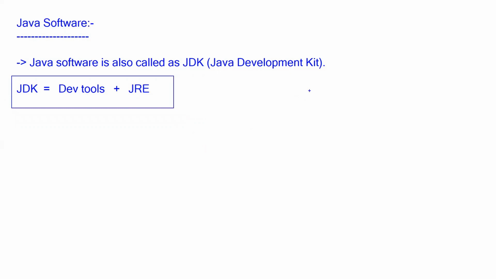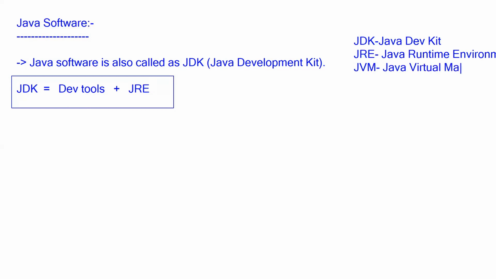Now, some of the terms we have to understand here. I'm writing them first. JDK, nothing but Java Development Kit. JRE means Java Runtime Environment. And JVM, Java Virtual Machine. So these are the three terms which we have to remember. All right. So JDK means Java software, that is Java Development Kit. This has two things: one is the development tools and the other is the JRE.